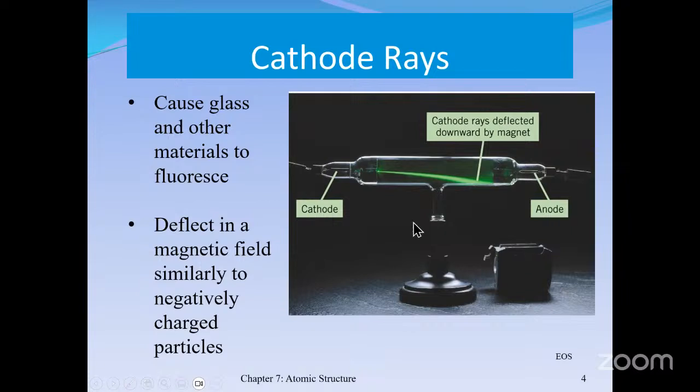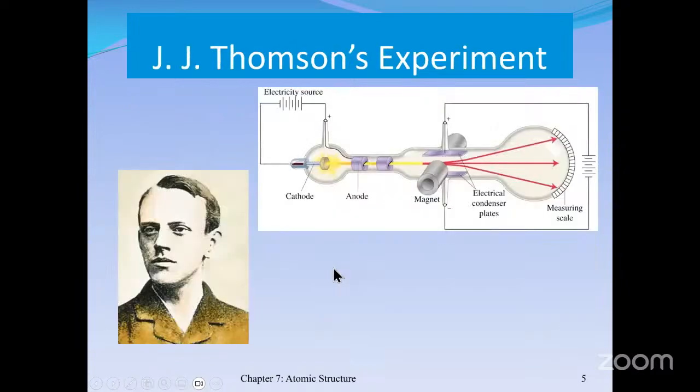So those are basically the initial properties of these particles that were discovered. A guy by the name of J.J. Thomson decided to carry out some further investigation into the nature of these particles. He created a modification of the original apparatus that was used to discover these cathode rays, right? So what you see here is an evacuated tube.